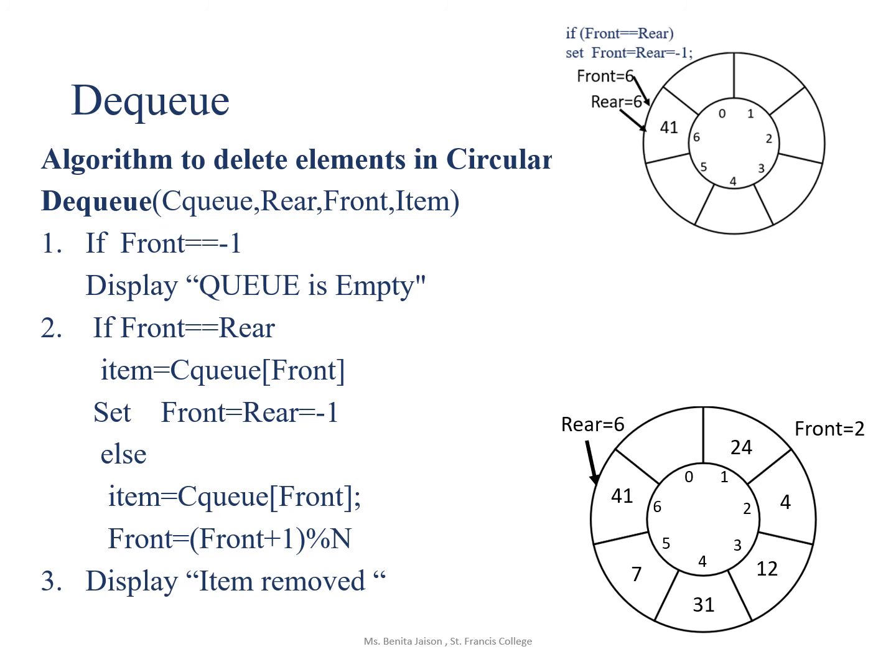In the other case, if the circular queue is having more than one element, then on deletion of the element, suppose on deletion of the element 24, the item pointed to by the front pointer will be copied into a variable called item, and then the front pointer will be incremented, so that the item which is deleted can be displayed later.